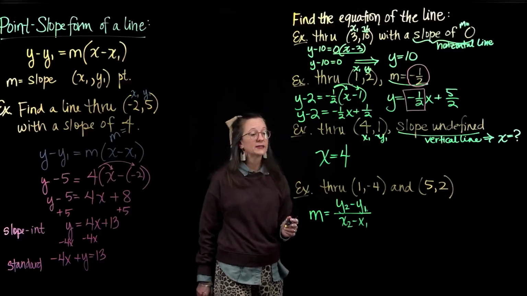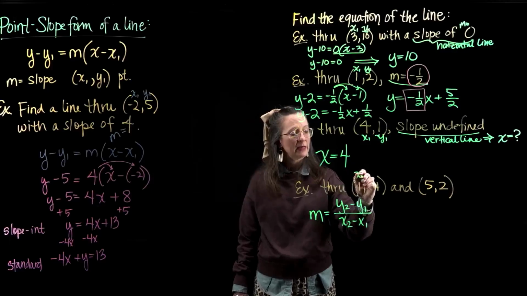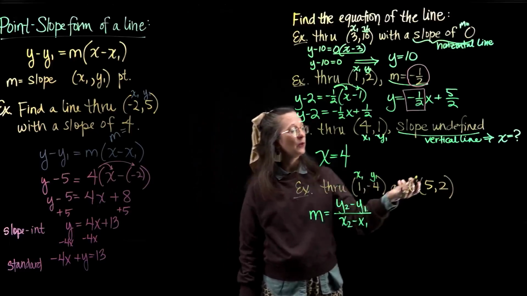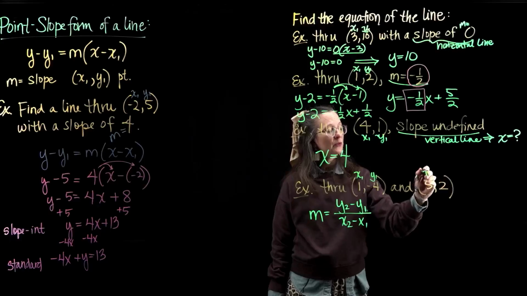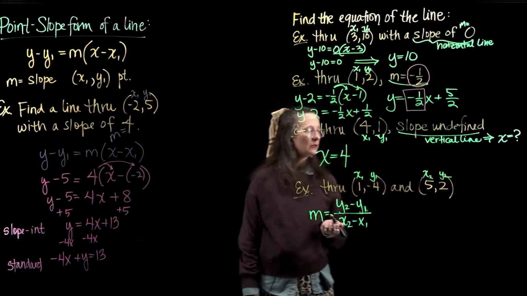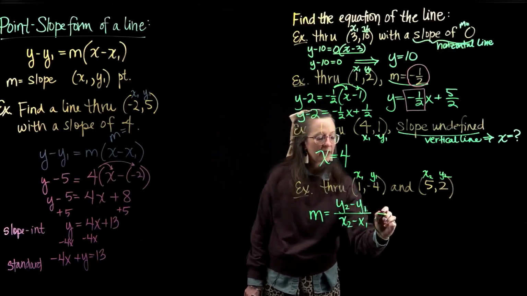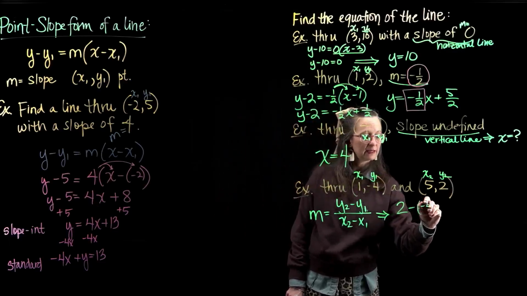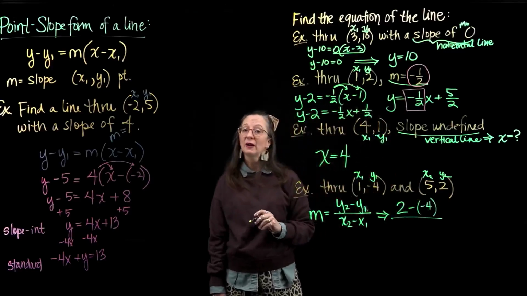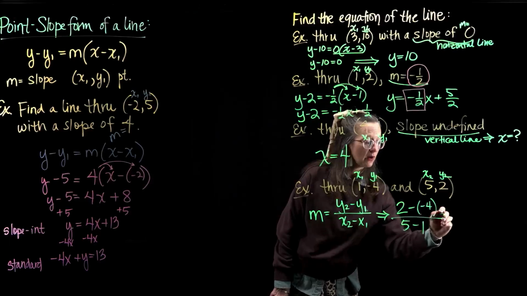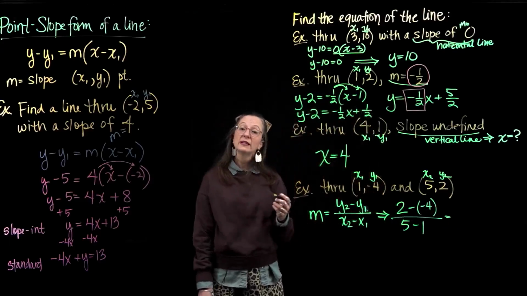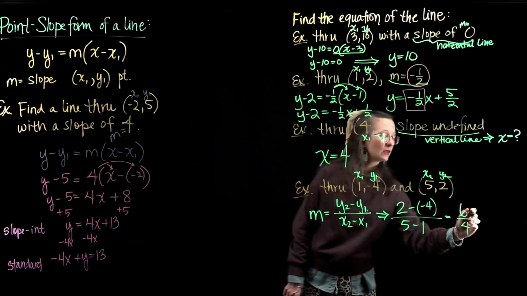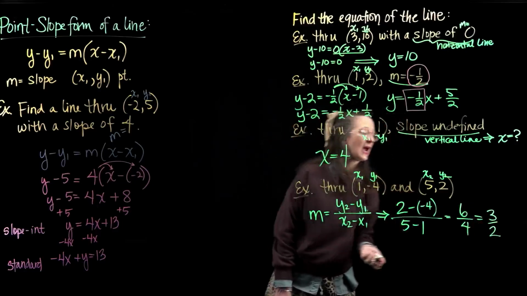So let's go back to our points. I'm going to call the first one point 1, so this would be x1, y1. So x1 is 1, y1 is -4. And the second point, (5, 2), would be x2, y2. Let's plug that in and find our slope. So y2 minus y1 would be 2 minus -4, and x2 minus x1 would be 5 minus 1. So 2 minus -4, well, that would just be 6. And 5 minus 1 is 4. So our slope is 3/2.